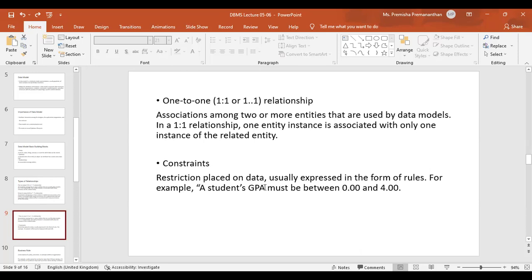Likewise, we have some constraints when it comes to databases, right? When it comes to the telephone number, we have a constraint. In Sri Lanka, it must be 10 numbers. So likewise, we have constraints, right?